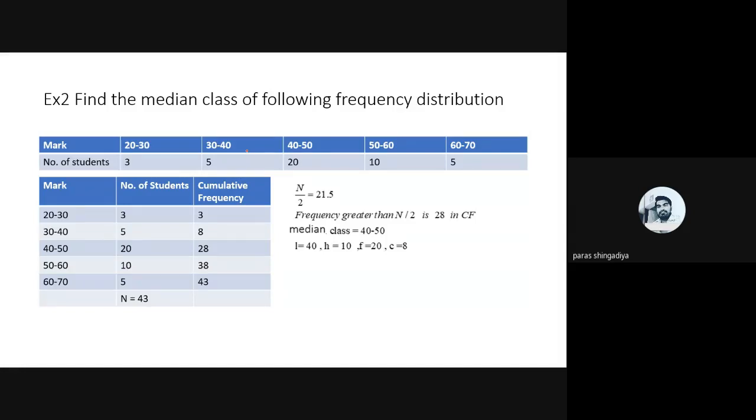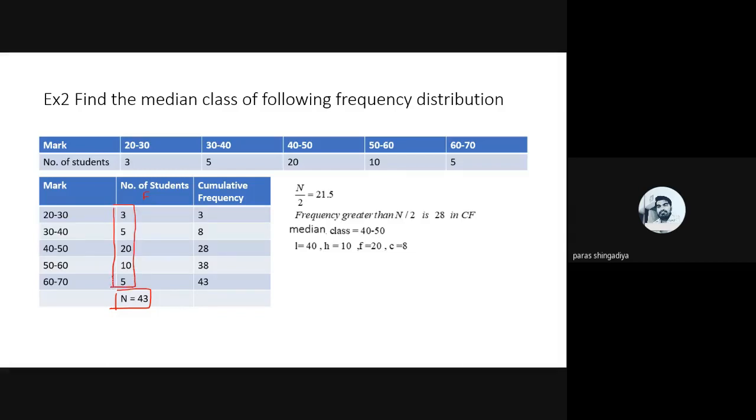Okay, so first step, check the CF as per the given frequency. So 20 to 30, 30 to 40, 40 to 50, 50 to 60 and 60 to 70. These are the marks in the form of class interval. And number of students, this is our frequency: 3, 5, 20, 10 and 5. Now the total of this: 3 plus 5, 8, plus 20, 28, plus 10, 38, 38 plus 5, that will be 43. So the total of this column is equal to 43.